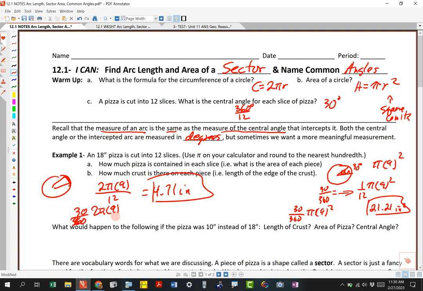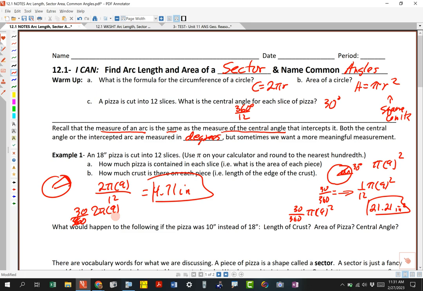Okay. So here's a question for you, and I'm going to call on somebody, so everybody be on your toes. Don't let somebody else do the learning and thinking for you. What would happen if the pizza was 10 inches rather than 18 inches? So it's not one of those massive Costco pizzas. It's kind of like one of those 2-person pizzas, 10 inches across. What happens to the length of the crust? What happens to the area of the pizza? And what happens to the central angle? Zach? They all become smaller and r becomes 5 instead of 9.